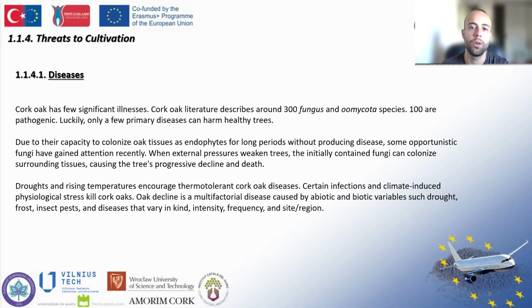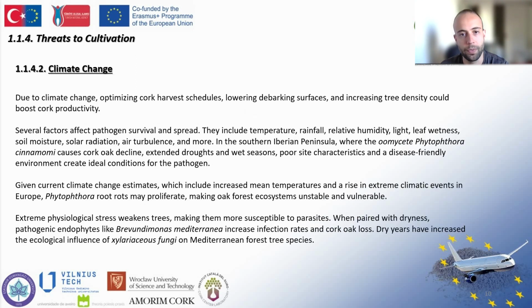Regarding threats, the cork oak has few significant illnesses. 100 of them are pathogenic, but only a few primary diseases can harm healthy trees. However, some external factors such as droughts and rising temperatures can make the tree vulnerable to some infections. Certain infections, like insect pests, diseases from fungus, and climate-induced physiological stress, droughts, and frost, can kill cork oaks.